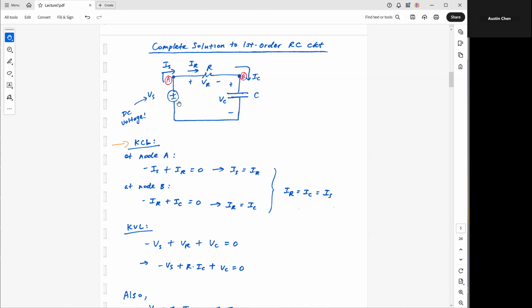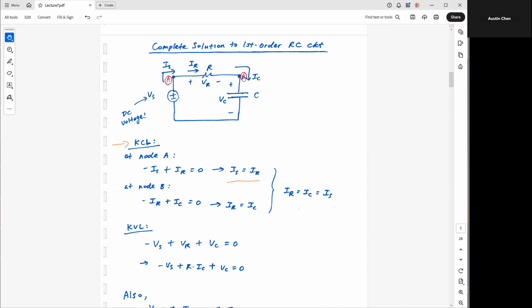So I have this voltage source with a resistor and a capacitor, and I have this forcing function, if you will. This is my input excitation, based on a simple independent voltage source. I'm going to use KCL at node A and node B just to write something down that we know of. First, using KCL at node A, the current IS going into this node has to be equal to the current leaving the node, which is IR. So I have IS equal to IR.